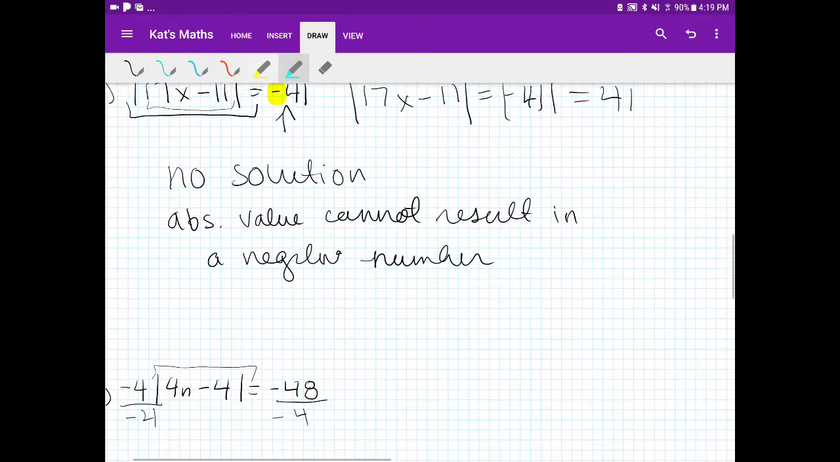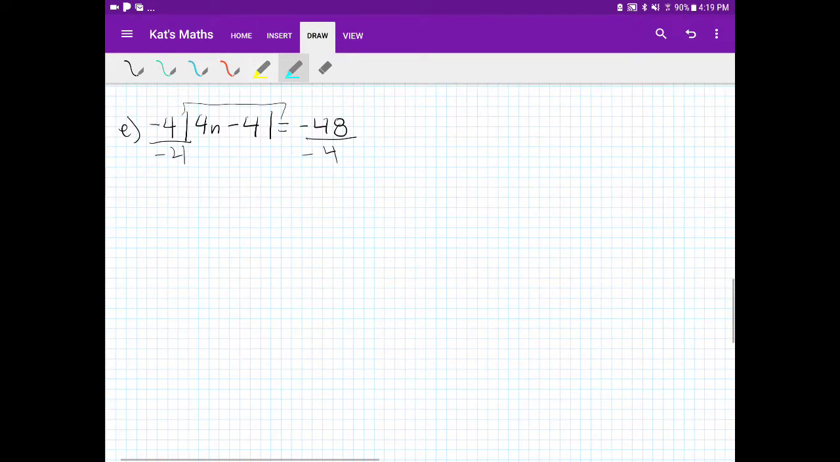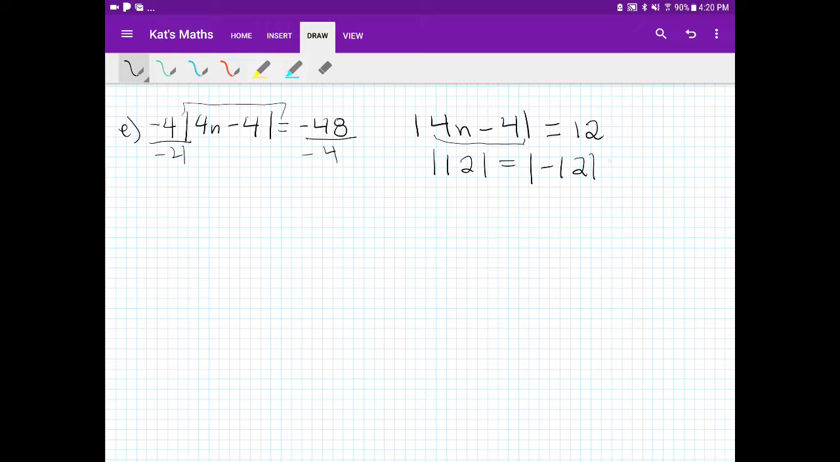Just do some algebra to make it look like the other absolute value equations that have the absolute value items on one side and then all the other numbers on the other. So now we end up with the absolute value of 4n minus 4 is equal to 12. And this could be two things, right? It could be positive 12. It could also be a negative 12 because those both equal 12 when you take the absolute value of them.